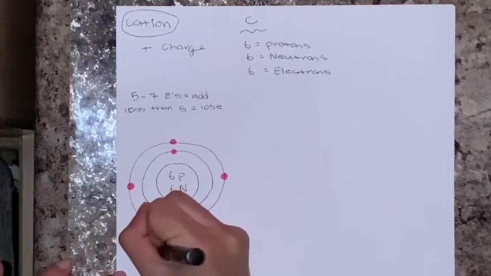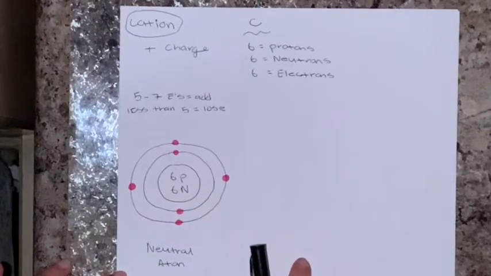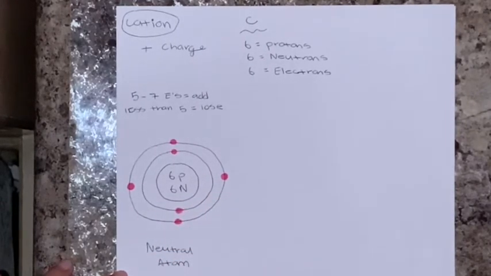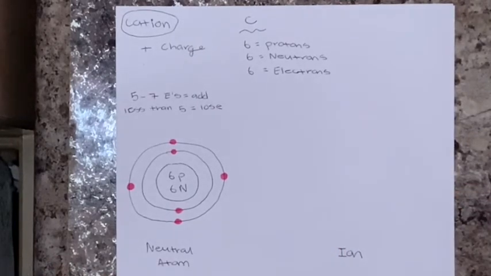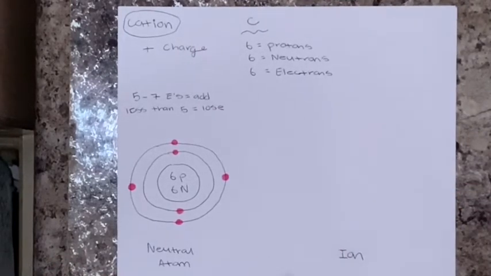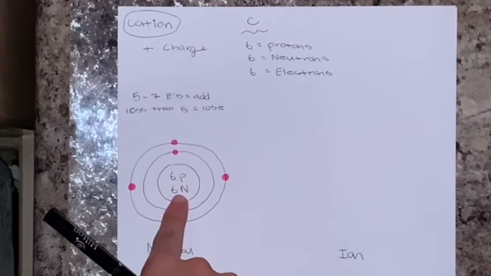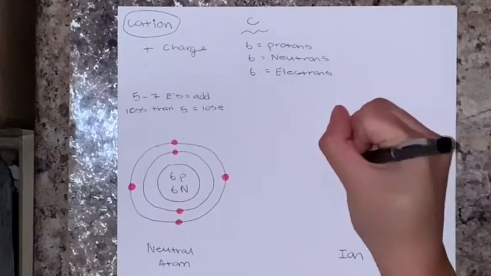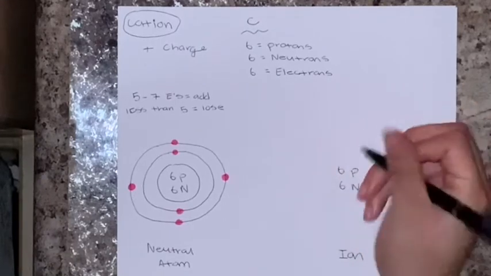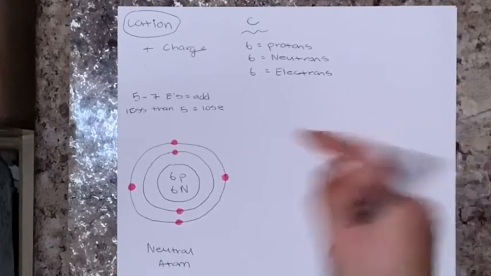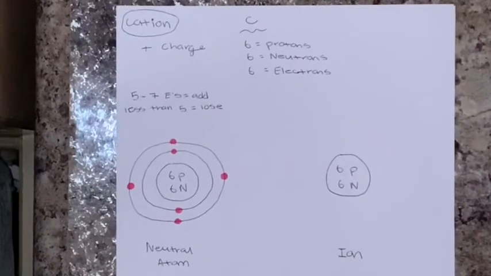So this is Bohr's orbital diagram for the neutral atom of carbon. And so we're going to be drawing carbon's ion. Everything's going to stay the same. We're going to put the 6N and 6P in the middle. So you're just going to put 6P and 6N in the center, in the nucleus. And then we're going to draw the first orbital the same.